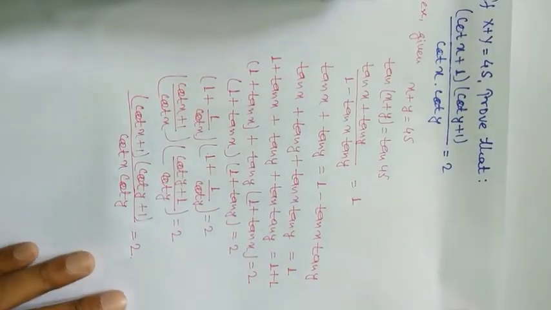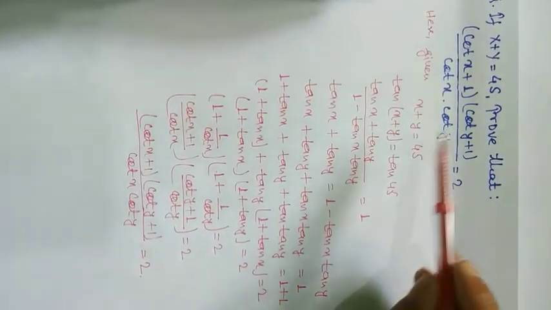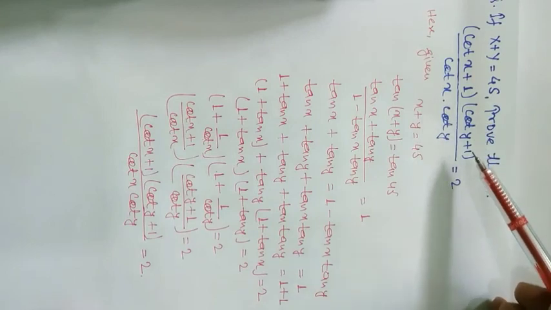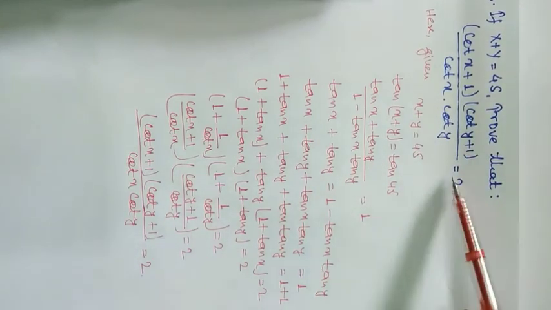Look here once. We have to prove (cot x plus 1)(cot y plus 1) by cot x cot y is equal to 2, which is here.